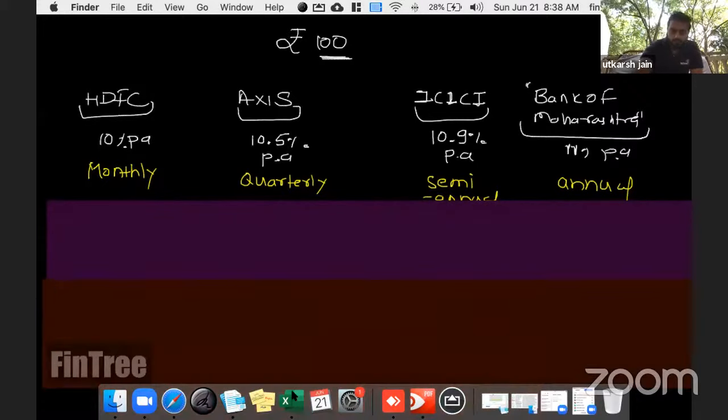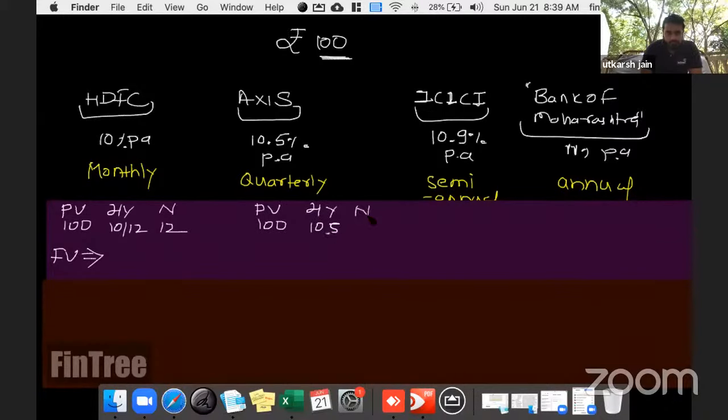Okay, so while you're solving it, I'll keep on writing the keys. So here present value would be 100. IY would be 10 divided by 12. N would be 12. And we will need future value. So you give me the future value, please. Here present value is 100. IY would be 10.5. N would be 4. You give me the future value.